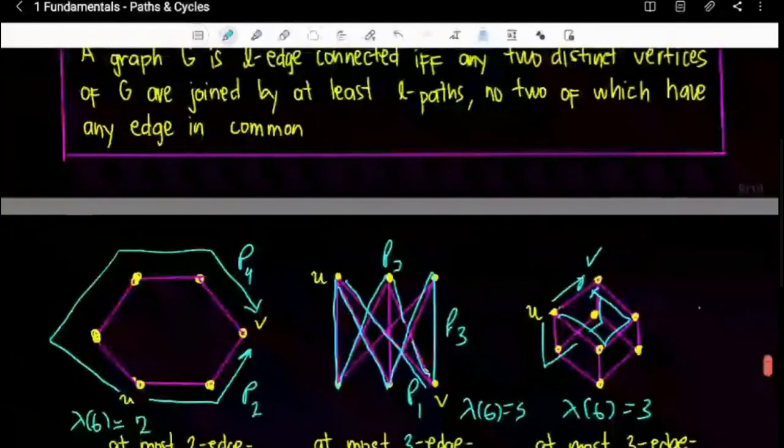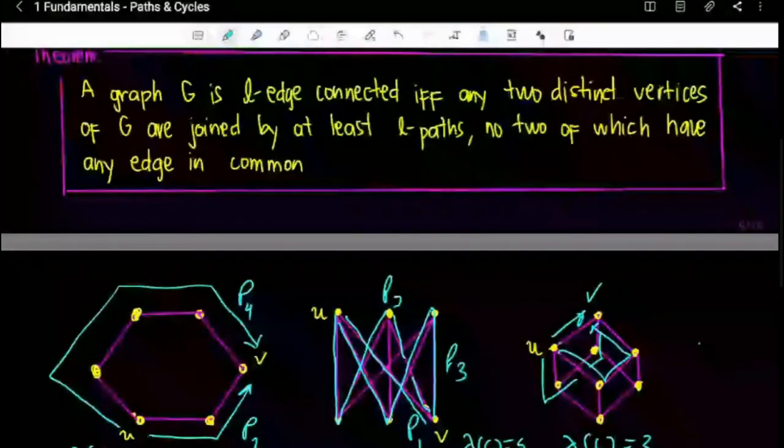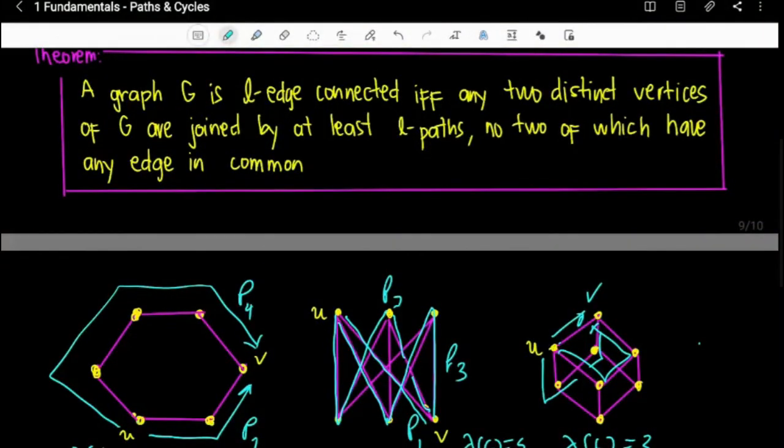So, the nice thing about this theorem, it tells us how to exhaust all the paths from one point to another, and that will give us the edge connectedness of the graph. Again, that's the number of distinct paths you can take, meaning paths with distinct edges, no edge in common.